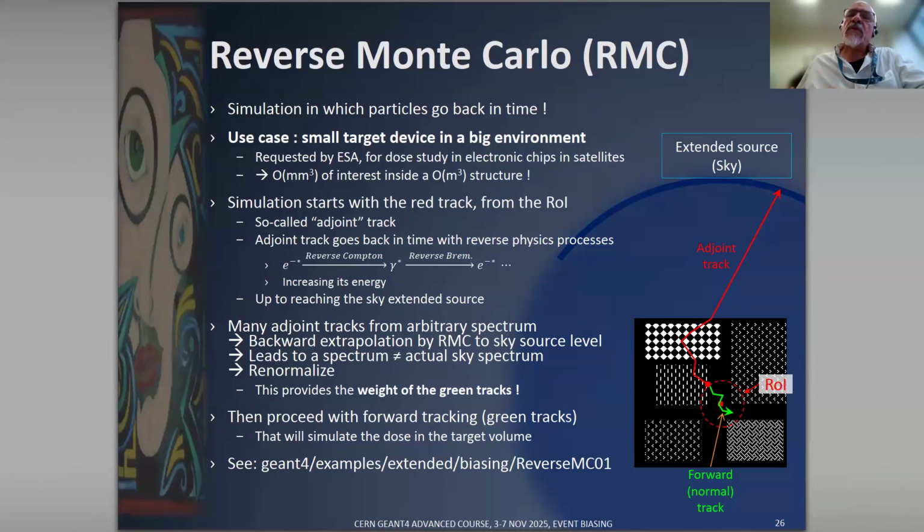Once you have propagated all these tracks back in time, you are able to estimate their weight. Then in the second phase, you take all these particles and propagate them forward with the standard simulation, taking into account the weight you have estimated in the previous stage. Doing that, you gain very large factors, because you will typically gain the factor which is the ratio of the two volumes. So next slide.